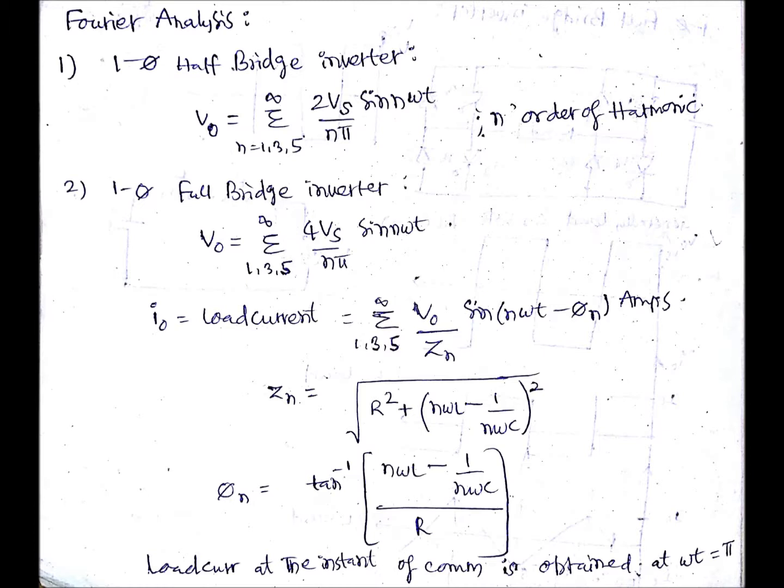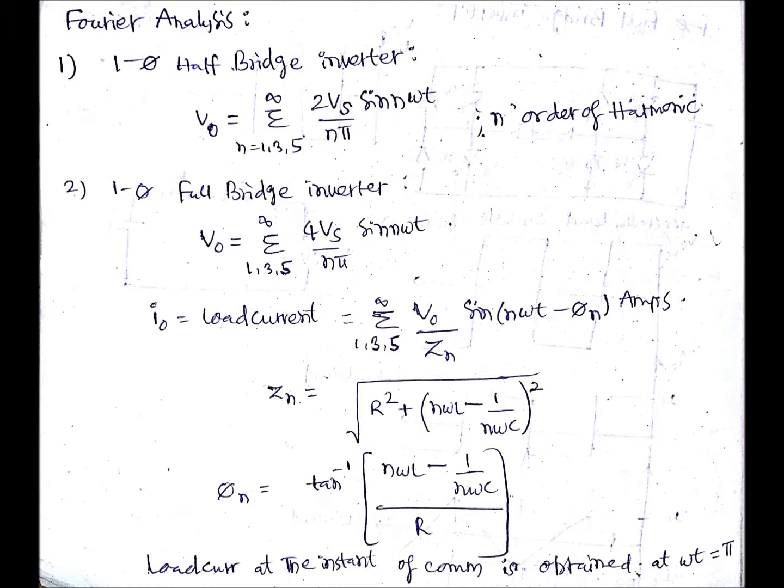And the phase difference, as we have discussed in the earlier class also, will be tan inverse of n omega L minus 1 by n omega C, divided by R. So based upon leading and lagging, it can be plus or minus. Okay, so the load current at the instant of commutation is obtained at omega t equal to pi.